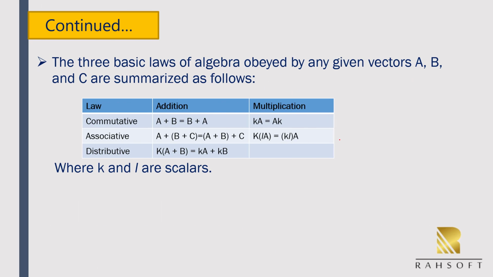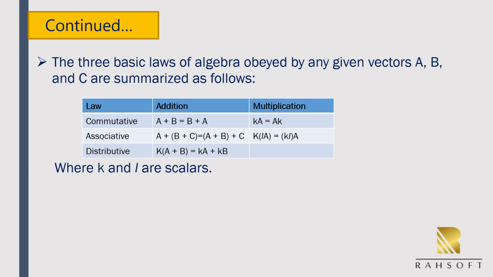Now, three basic laws of algebra obeyed by any given vectors A, B and C are summarized as follows. Here we have the laws, for addition and multiplication. So it follows the commutative law. The commutative law states that A plus B is equal to B plus A, and for multiplication, kA and Ak, it gives you the same result.